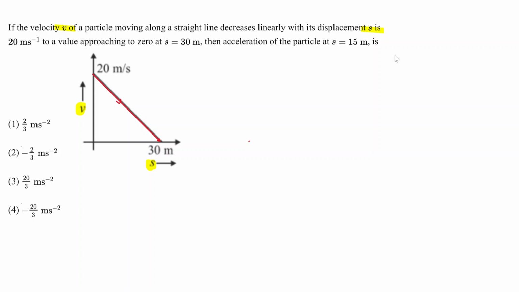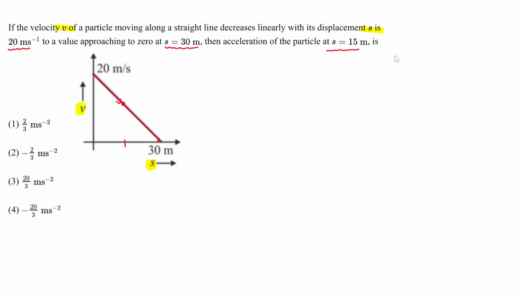So this is how your particle is moving. Now you are told that initially your speed is 20 meter per second and it approaches 0 at a 30-meter distance. You are asked what will be the acceleration of the particle at a distance s equals 15 meters. Let's say the s equals 15 meter mark will be somewhere here. So you are asked what will be the acceleration at that point.